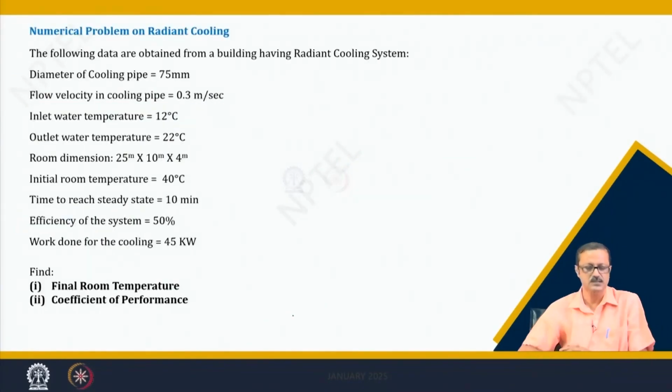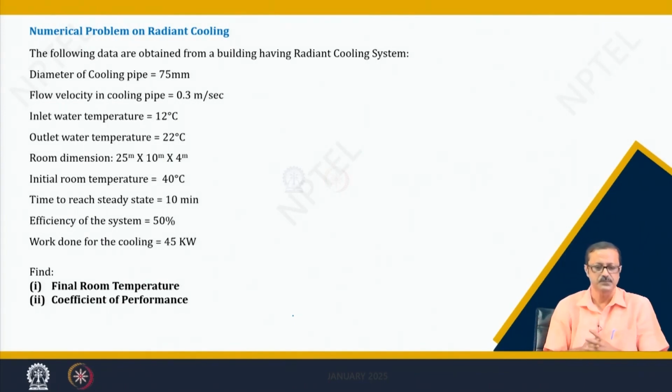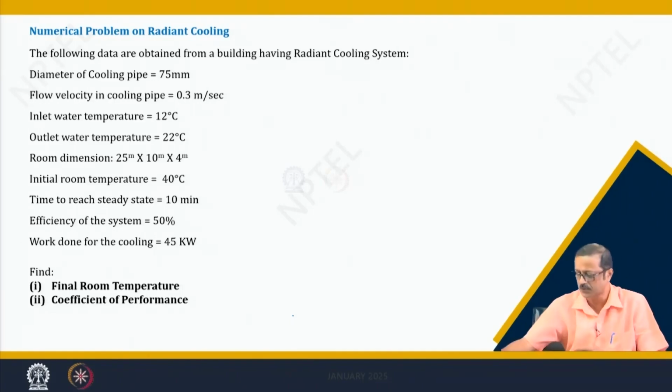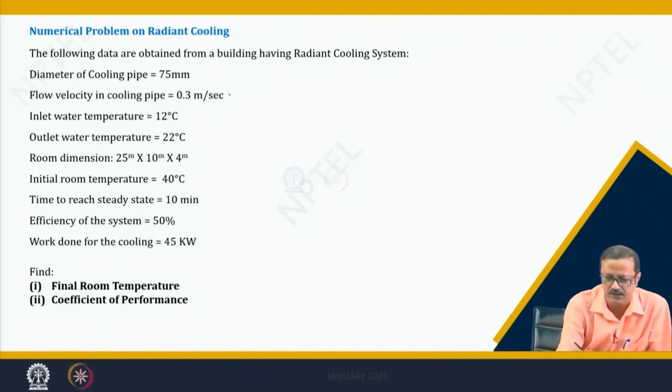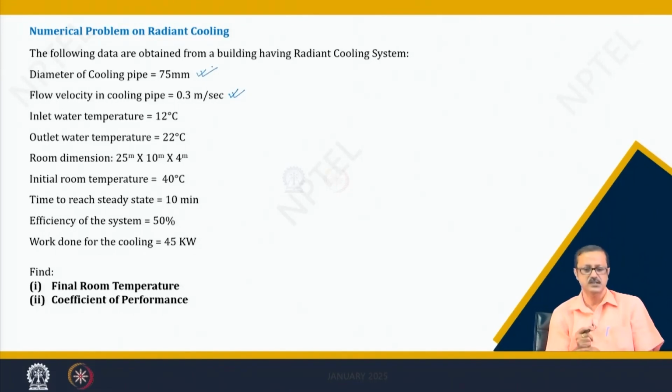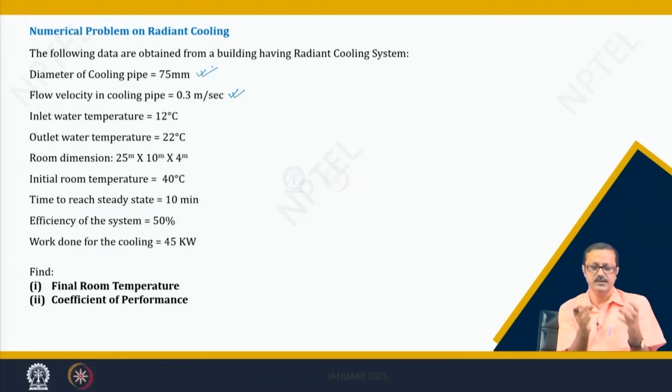So, again let us solve a small problem. The data given is for a radiant cooling system: the velocity through the pipe is 0.3 meter per second, and the diameter of the pipe is 75 millimeter. So, definitely I can find out the A, and the V is already there.